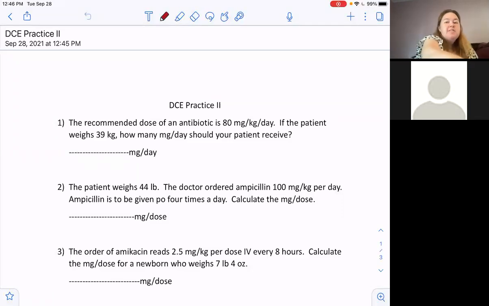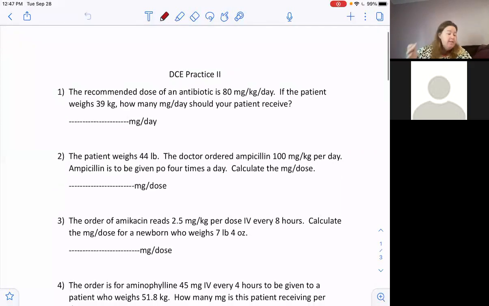Okay, so my name's Hannah Horsch, and I'm going to go over the DCE practice problems just to see if that might help you. I got these from Professor Hamilton, so I've got my calculator ready.